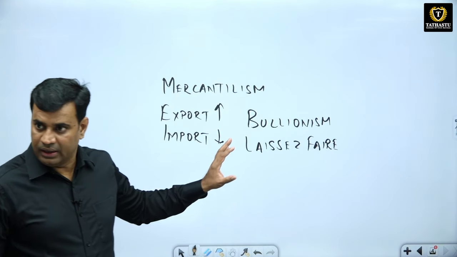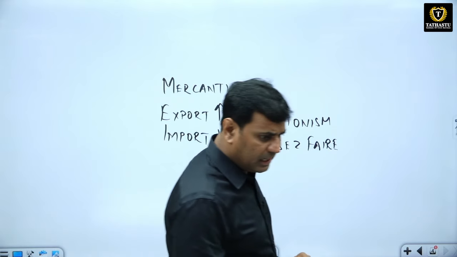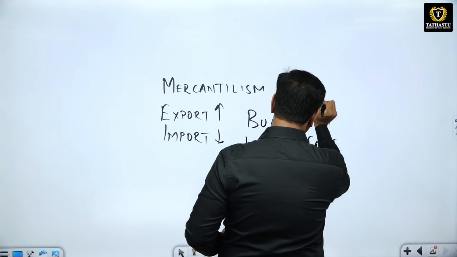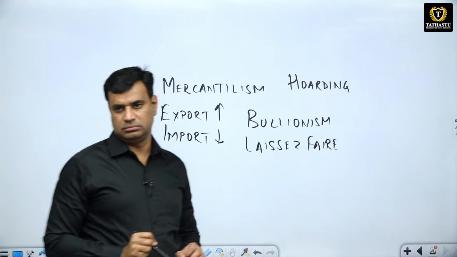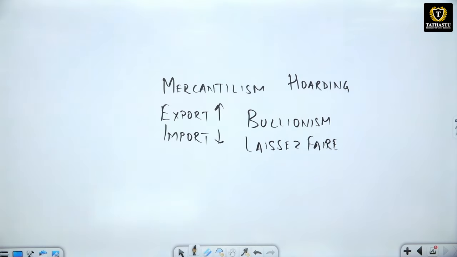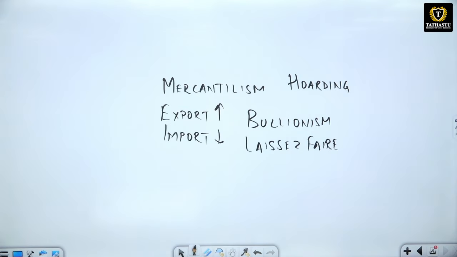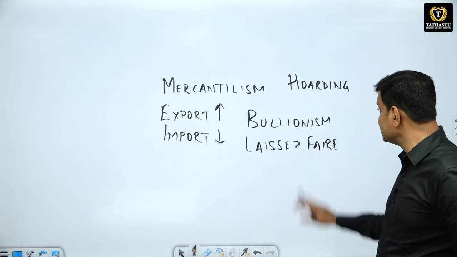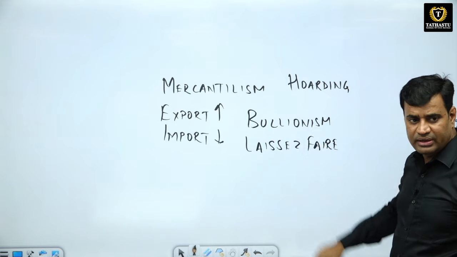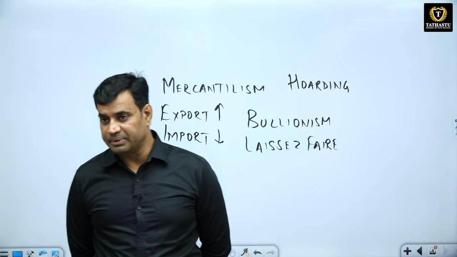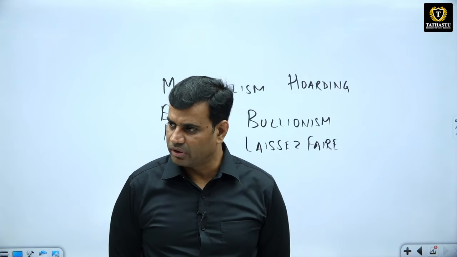So, laissez-faire. It's basically known as bullion. This phenomenon is also known as hoarding or bullionism, which ultimately leads to capital formation. It's basically a saving technique.